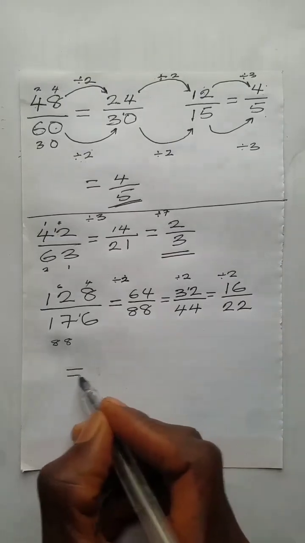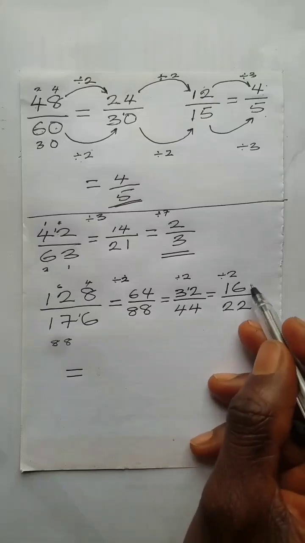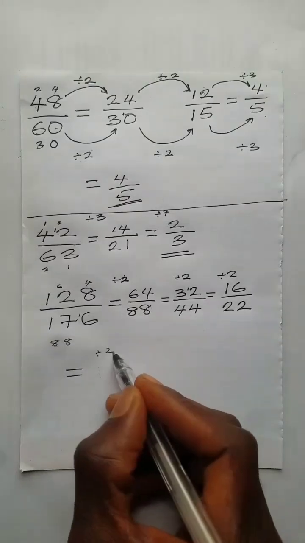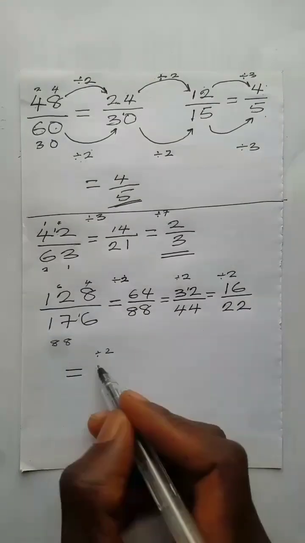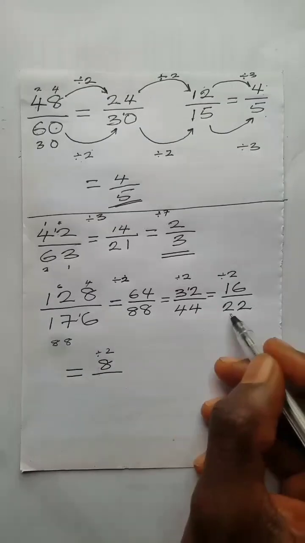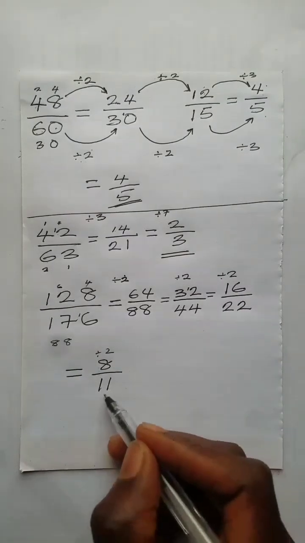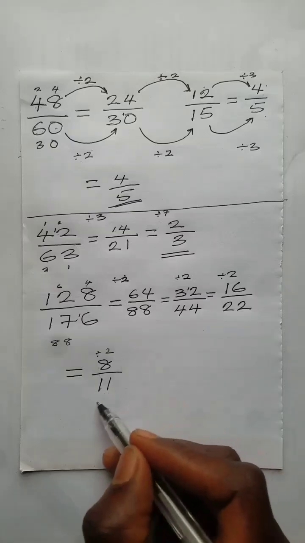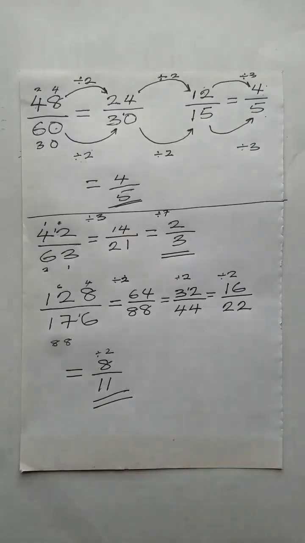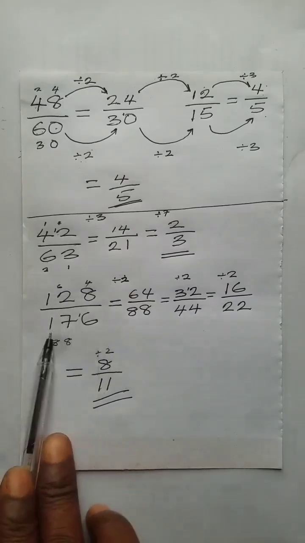Okay, let's come over here. Can 2 still go? Yes. 16 divided by 2 is 8. 22 divided by 2 is 11. This is a prime number. We've hit a prime number, so no other number can divide it. That's the end. And that's the lowest form of this fraction.